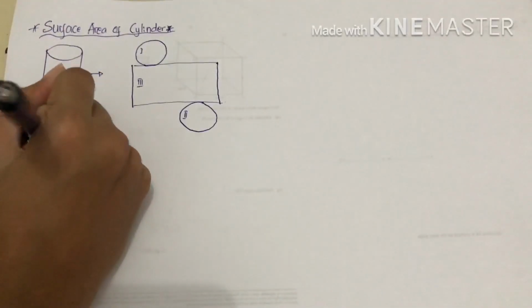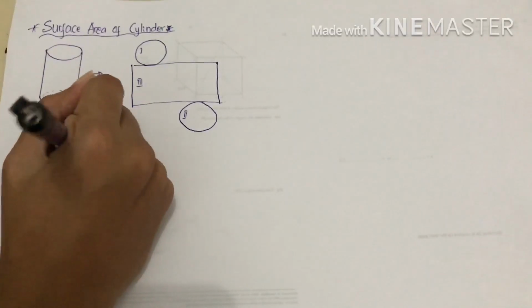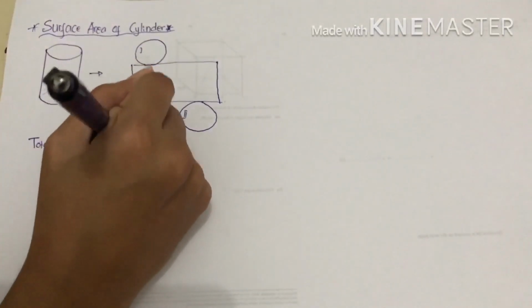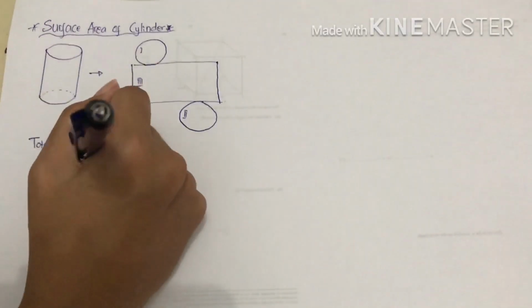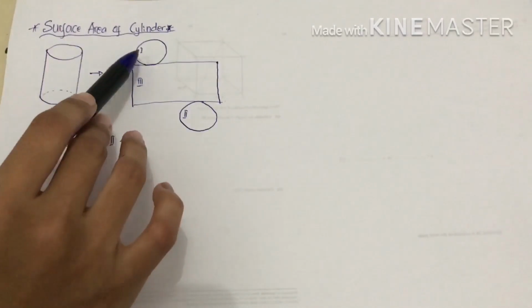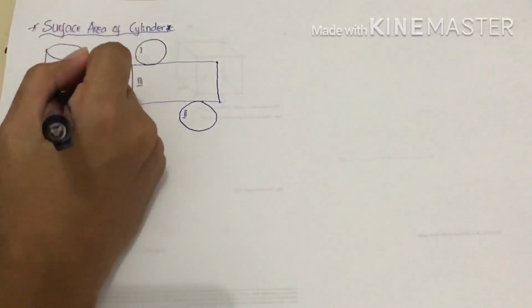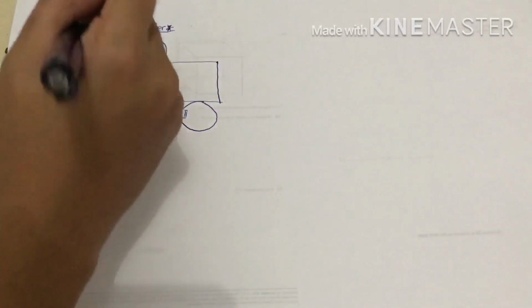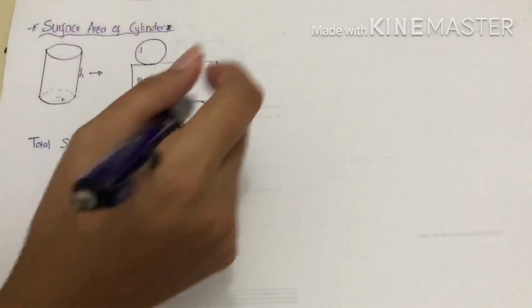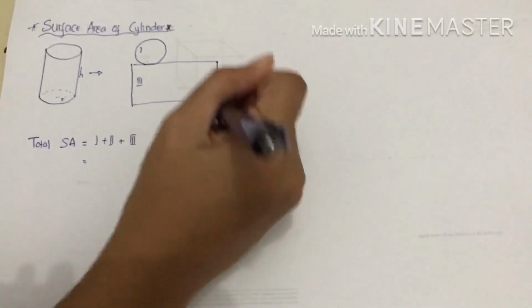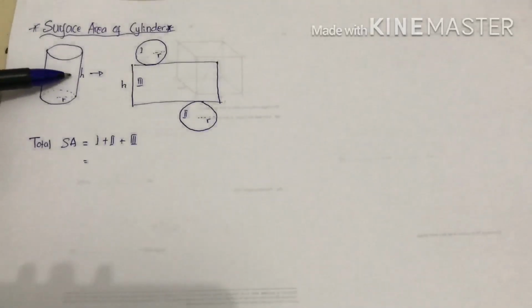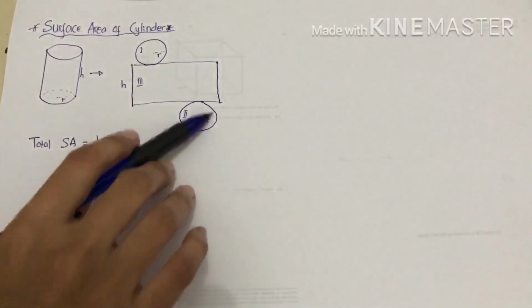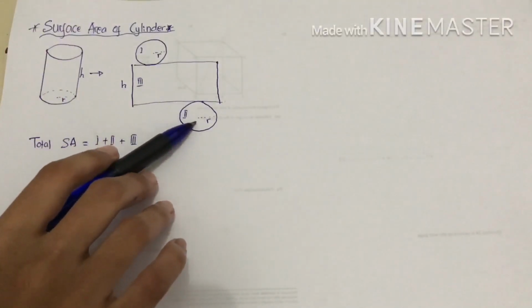So if we just say this is the first, the second and the third, it means that the total surface area is the first plus the second plus the third, right? Where the first and the second are just identical the same, where here we can see that it is circle. If given information, this is r and this is height, it means we can see it clearly that this is r, this is also r, and this is the height of the cylinder, right?